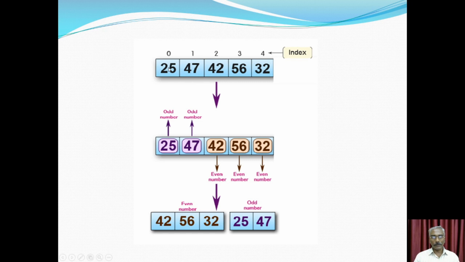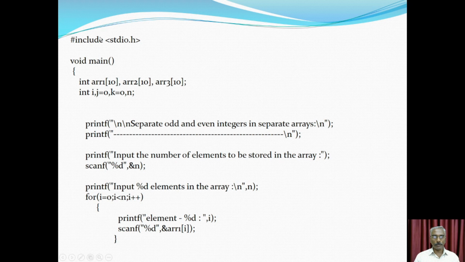And 25 is an odd number. When you see this number, you can easily judge it's an odd number. So how are we going to separate these numbers into separate arrays? In this array, these two are odd numbers and these three are even numbers. You have to separate these three even numbers into one array and these two odd numbers into another array. So let us see this program.